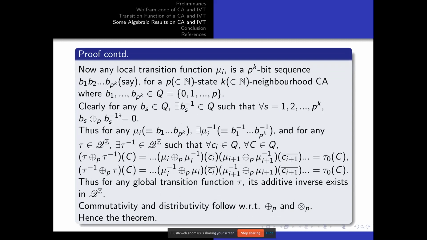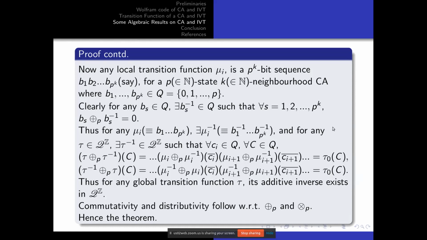Okay, and we have to see the inverse also. So clearly, for any state B, there exists some other state, its inverse, such that modulo addition has an inverse, and for modulo multiplication also there is an inverse existing. Commutativity and distributivity follow from modular addition and multiplication laws. Hence we have this theorem for transition functions.